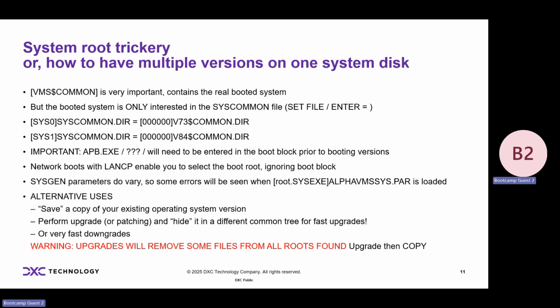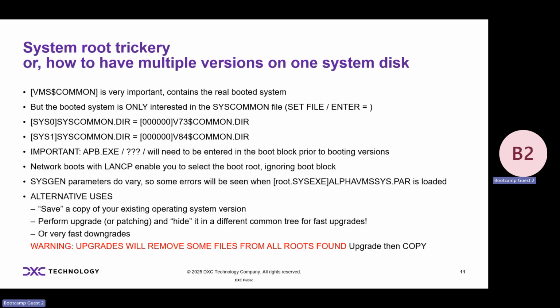Now, when you're doing some of this, you've got to keep changing the pointers. But you can also do this using LANCP network boots, because in there you can actually specify the route of where to boot from. So there are some little tricks that you can do there. Sysgen parameters. Now, the interesting thing is you get all kinds of warnings and messages there. It will come up and say, I don't know what this parameter is, but VMS will actually allow you to boot.